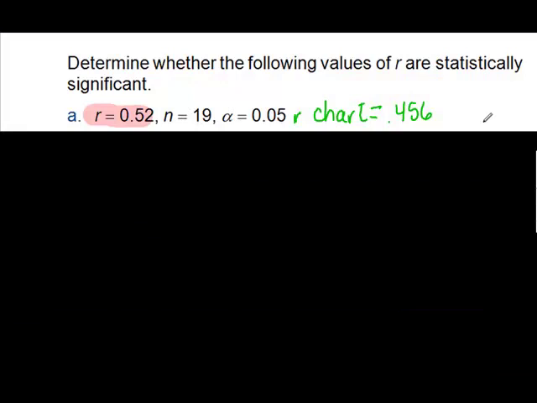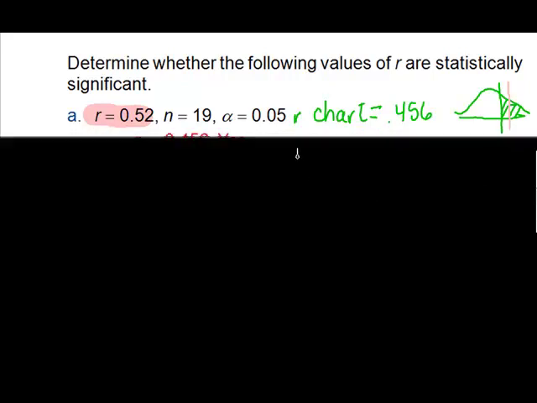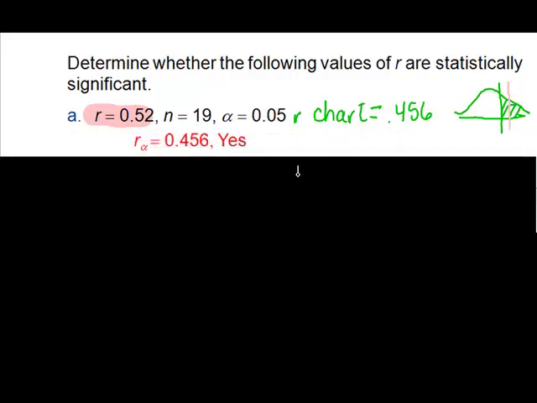So comparing the two values, my critical value, which comes from the chart, would be 0.456. Here's my rejection region. My calculated value is 0.52. Do I have statistical significance? Is my calculated value more extreme than my critical value? Yes.